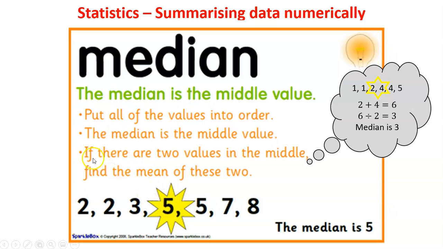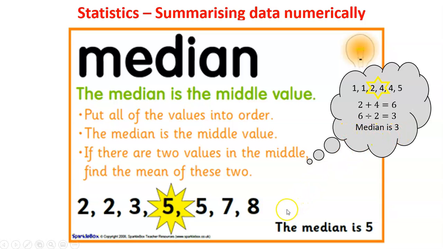But the last dot point here says that if there are 2 values in the middle, find the mean of these 2. And I've put this little cloud here to help us. In this case up here, we've got 6 data entries. There are 2 numbers that fall exactly in the middle. What we would do is add those 2 values up and then divide by 2. So our median in that case would be 3.